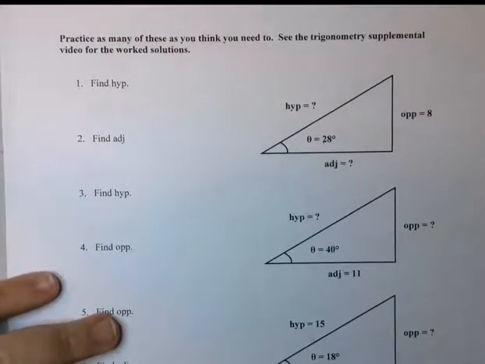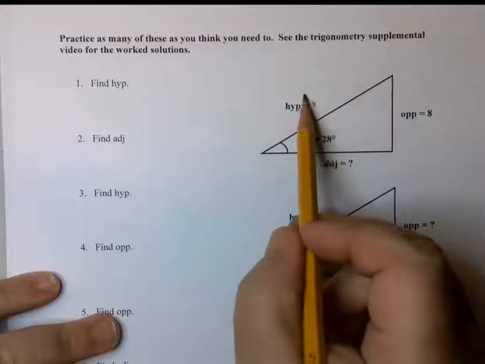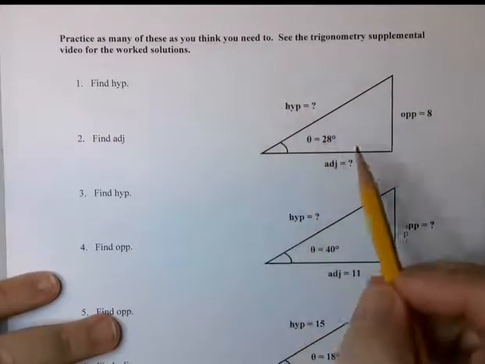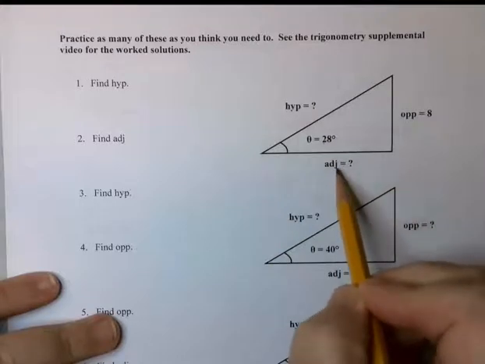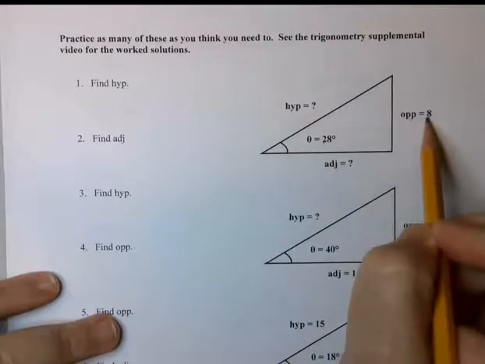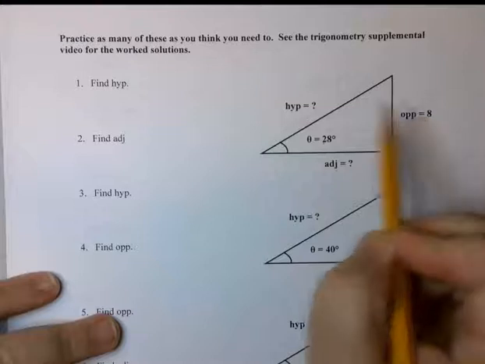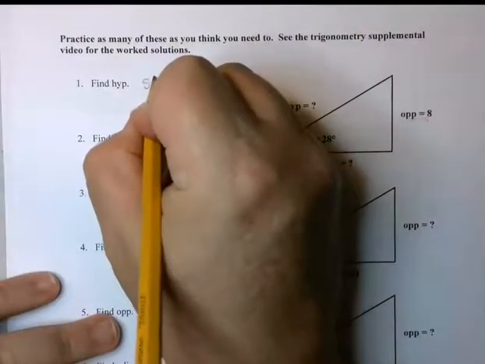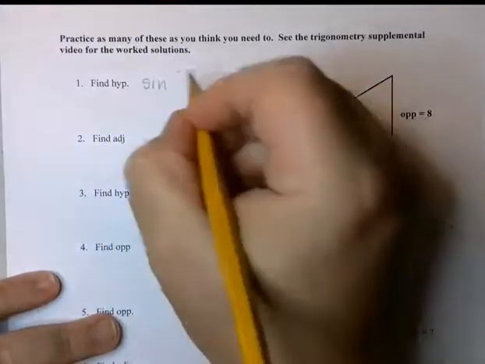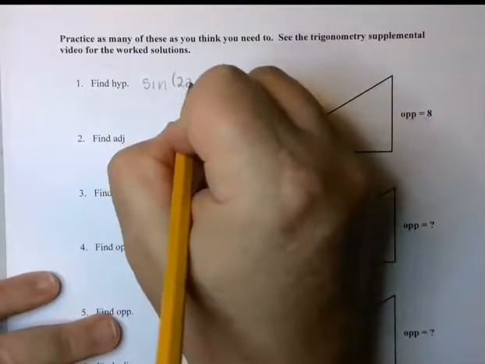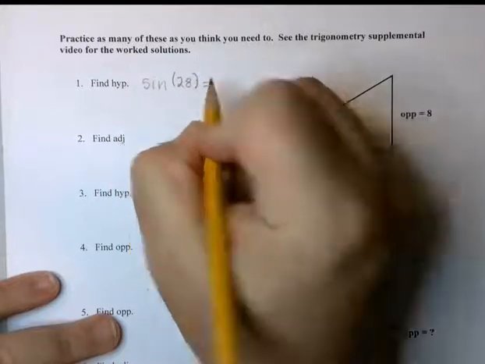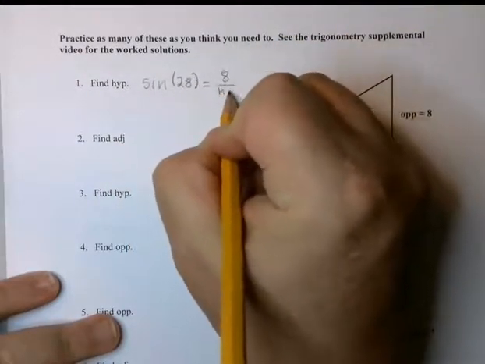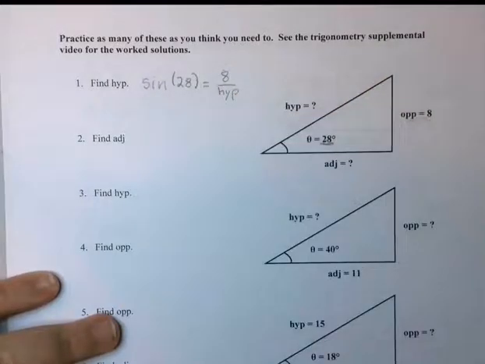Okay, so here we go. So we want to find the hypotenuse. We want to find this. Okay, so we know that opposite, that's the one number that we were given. Opposite over hypotenuse is sine. So sine of this angle, 28, equals 8 over the hypotenuse. And we're trying to find the hypotenuse.